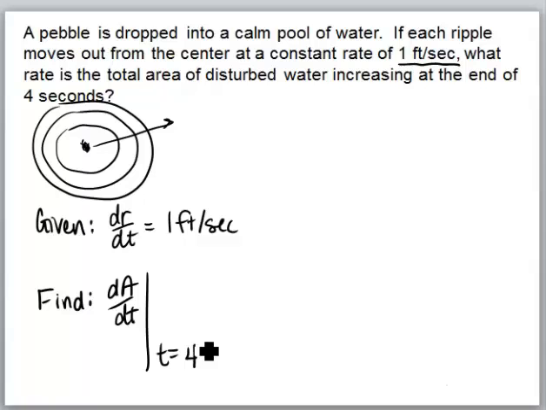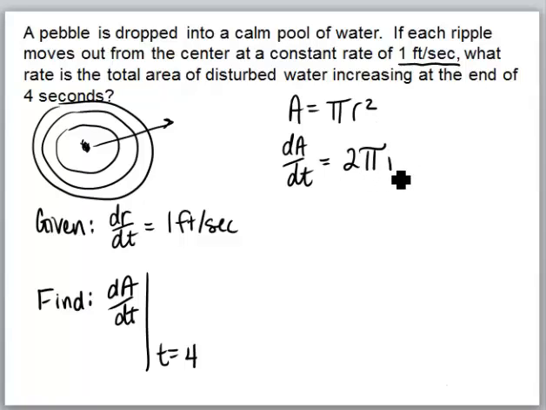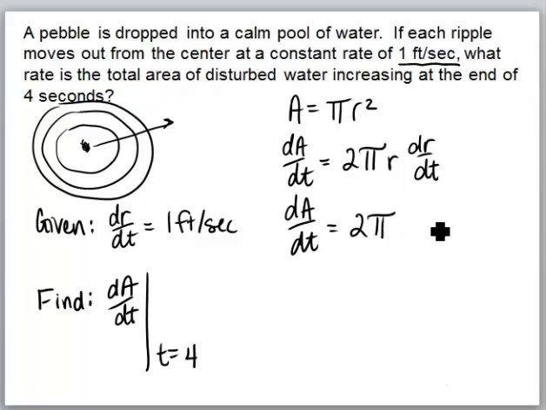Step 3 is figure out the formula that I need. Well, the area of a circle is area equals pi r squared. Step 4, differentiate that. We're going to differentiate this with respect to t. dA over dt is equal to 2 pi r. Remember, we're taking the derivative with respect to t, so I'm going to have dr over dt. Well, I'm trying to find what the dA over dt is when t is 4. I need to plug in my known values. I only know that dr over dt is 1.